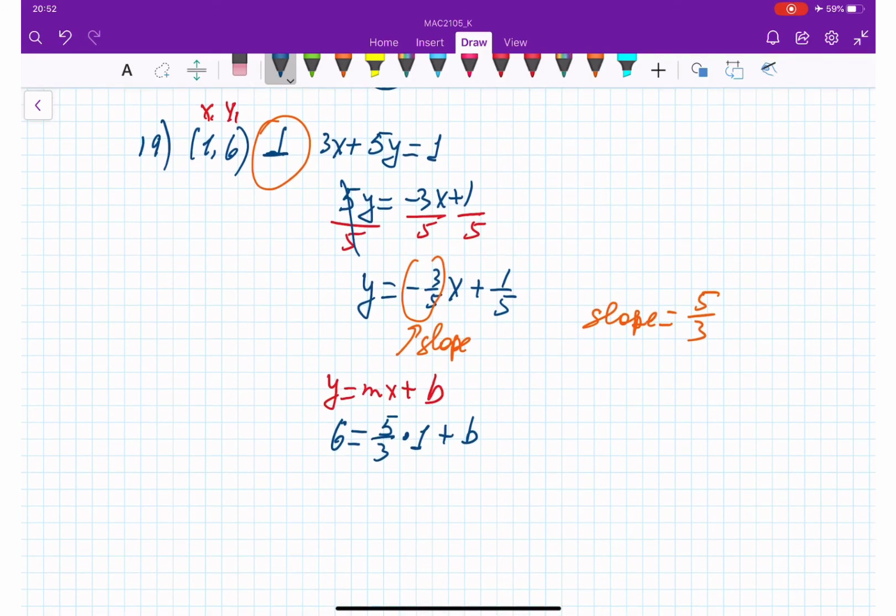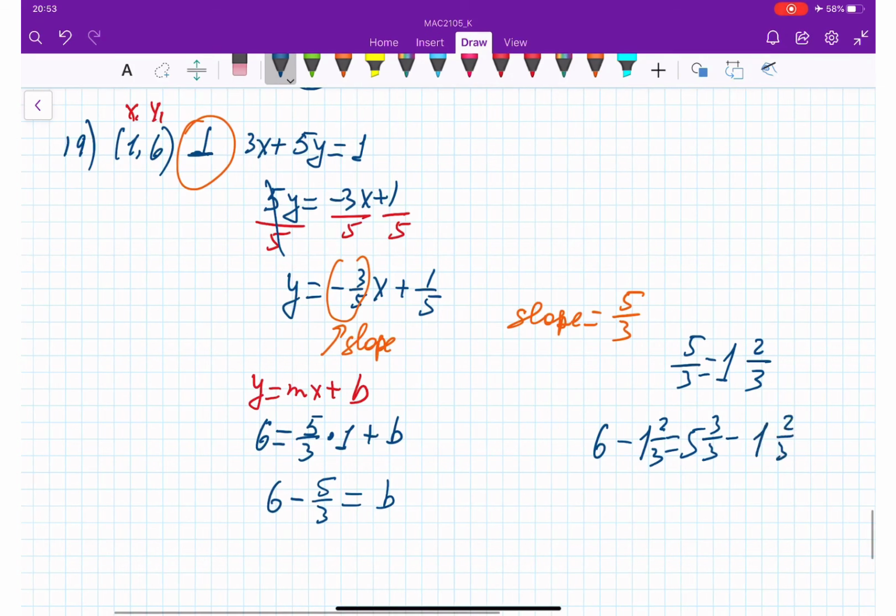Okay, so we get 6 minus 5 over 3 is equal b. 6 is 5 and 3 over 3, minus 5 over 3, which is also a fraction. Hold on, let me do it. 5 over 3, if I convert, it's 1 and 2/3, right? 5 divided by 3 is 1 times. Remainder is going to be 2, so this remainder comes in the numerator. Denominator stays the same, 3. So 5 and 3 over 3 minus 1 and 2/3 is equal, 5 minus 1 is 4, and then 3 minus 2 is 1 over 3. 4 and 1 over 3.